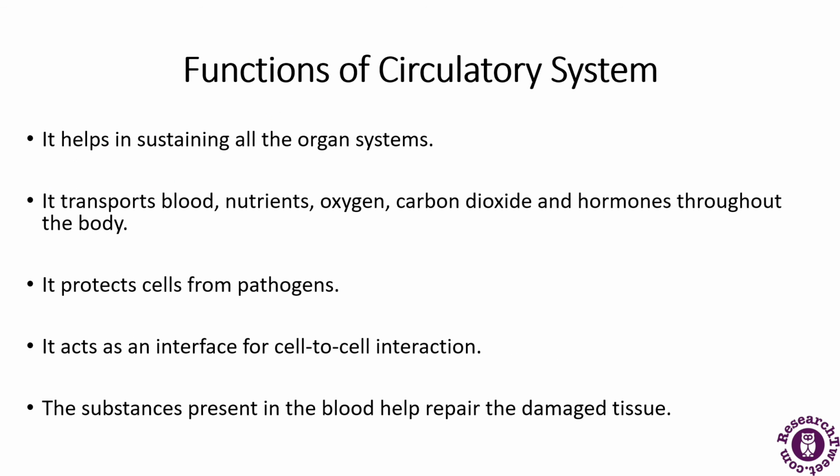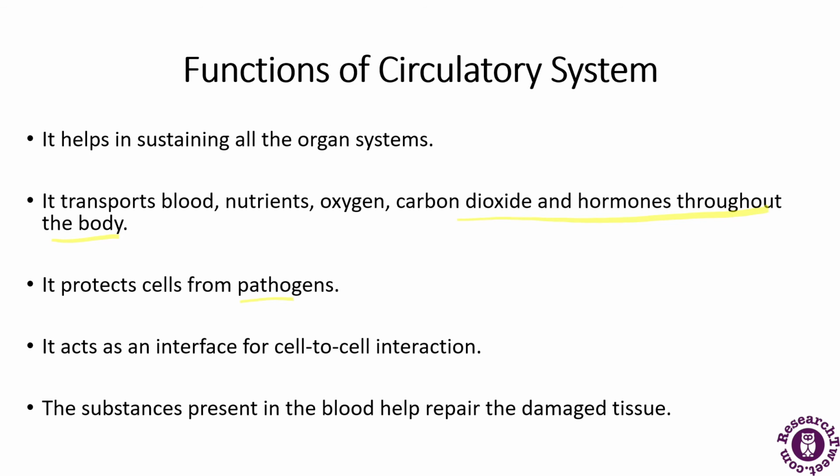Now we have studied all this. What are the main functions of the circulatory system? The most important function is transporting oxygen throughout the body. The other vital functions are as follows. It helps in sustaining all the organ systems. It transports blood, nutrients, oxygen, carbon dioxide, and hormones throughout the body. This is the main function of the circulatory system.